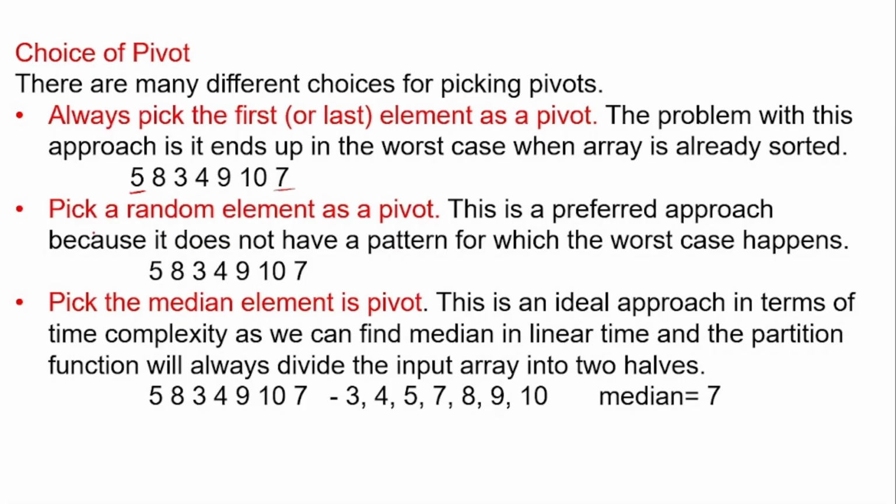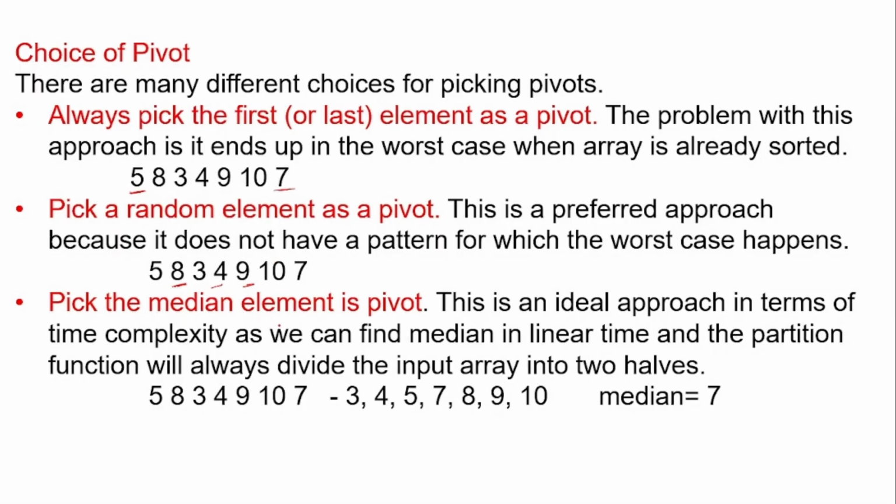The next choice of pivot element is picking a random element as the pivot. This is a preferred approach because it does not have a pattern for which the worst case happens. Here, for the random element, you can choose 8 or 9 or 4 randomly. You can select any random number as the pivot element.